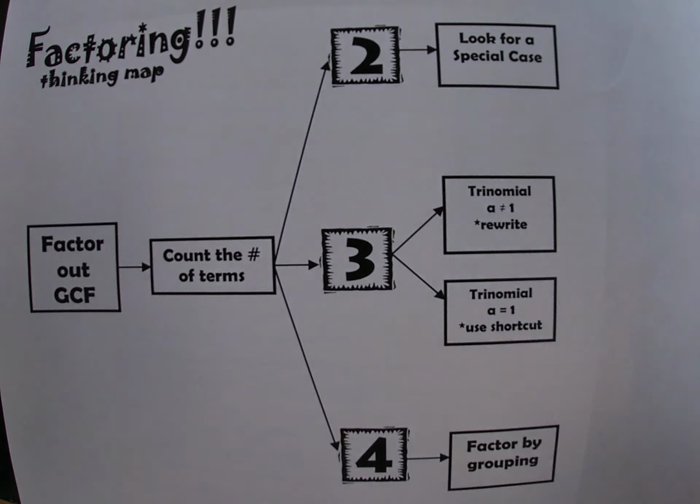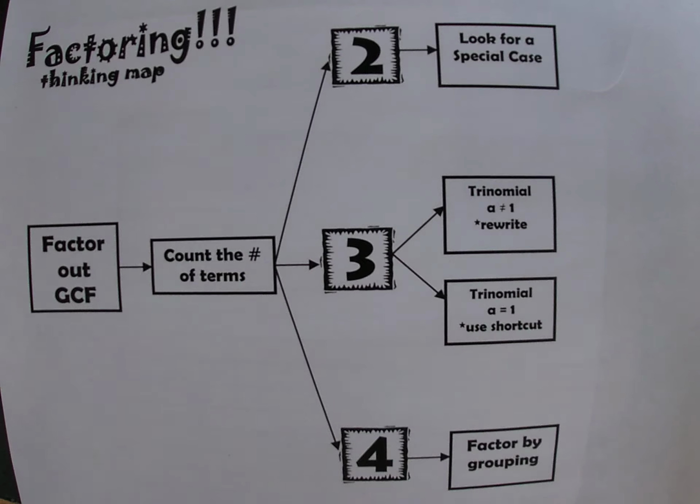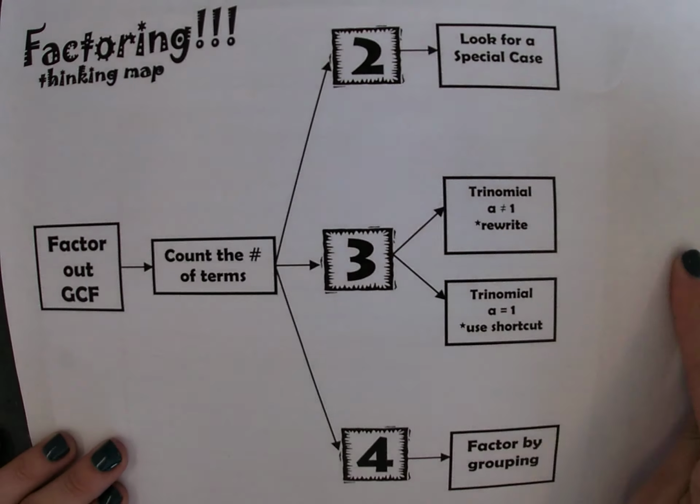And basically what we want to do today is talk about the idea that we won't just be given problems to factor in one specific type. It's not going to say factor the following by grouping. We're going to have to recognize that something needs to be factored, and then on top of that, we are going to have to know what type of factoring we are going to use with it. So this is sort of a left to right thinking map.